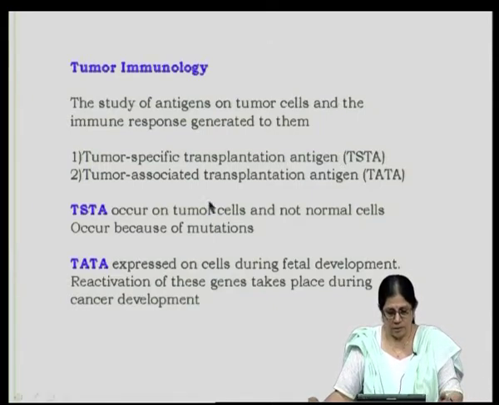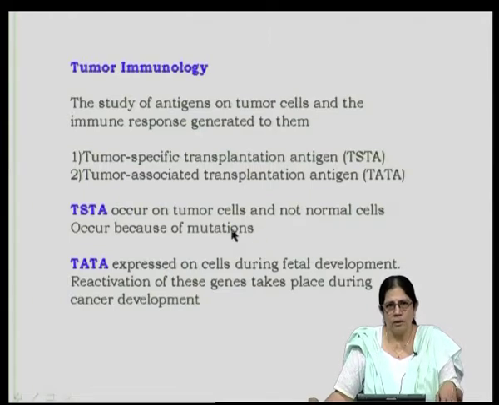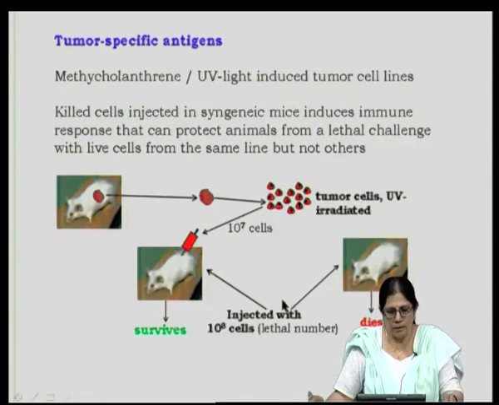transplanting these tumors. So, tumor specific transplantation antigens occur on tumor cells and not on normal cells, and this is because these are of course tumor specific. They occur on tumor cells because of mutations. On the other hand, tumor associated transplantation antigens are expressed on cells during fetal development, but these get reactivated during cancer development. So, they are tumor associated. We will deal with this in a little while.